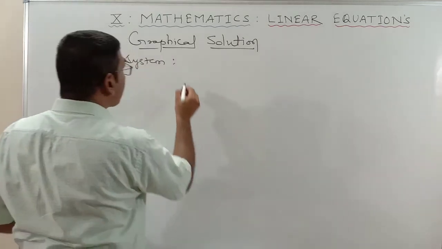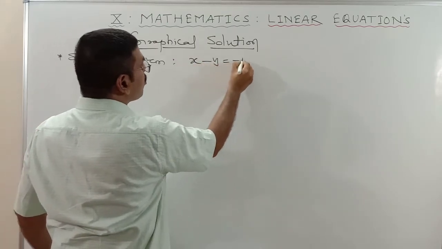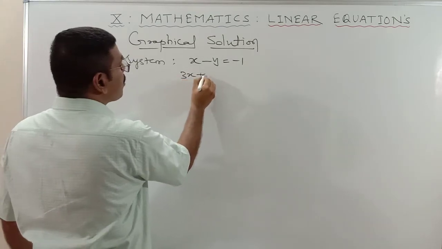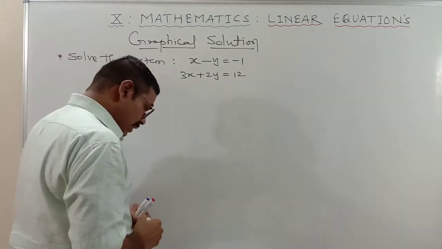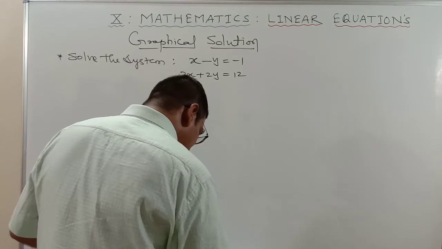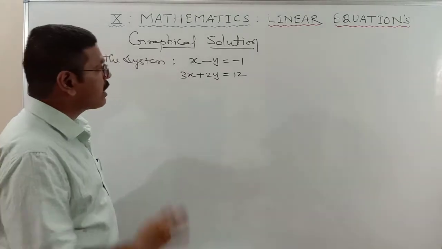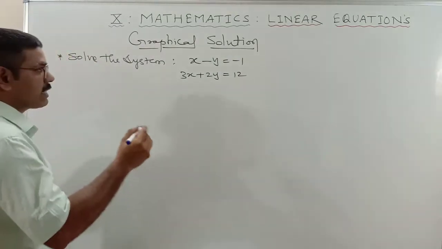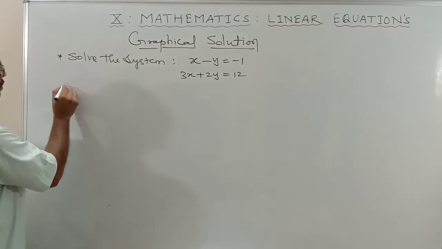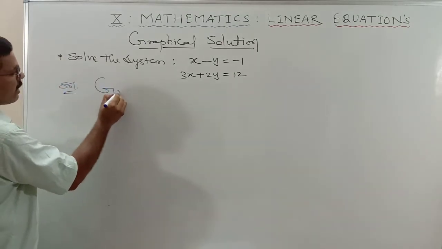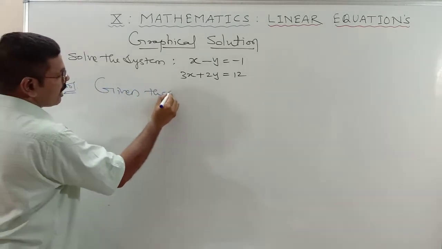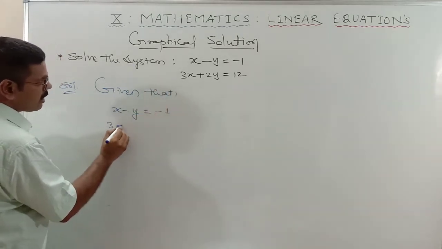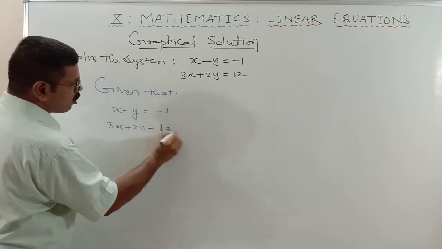x minus y is equal to minus 1, equation number 1. Second, 3x plus 2y is equal to 12. These are the equations given. Is there any doubt? I don't think there is any doubt. Okay, we will start to solve. Very first we'll write the given equations: x minus y is equal to minus 1, then 3x plus 2y is equal to 12.